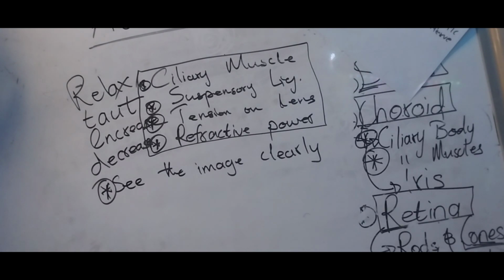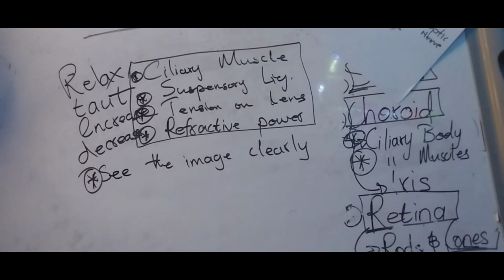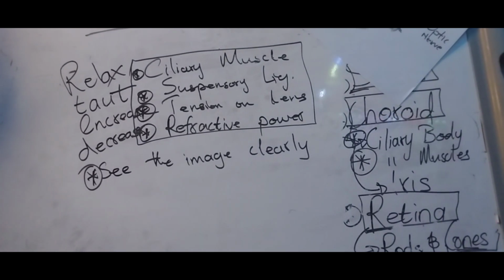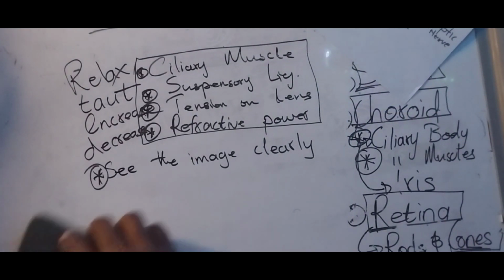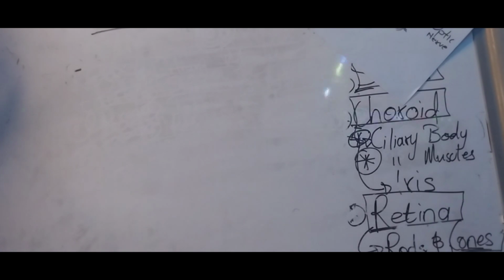Okay, let's talk also about the diseases that come about and how to correct the diseases of the eye. The diseases of the eye are very simple. So we have short-sightedness and long-sightedness.